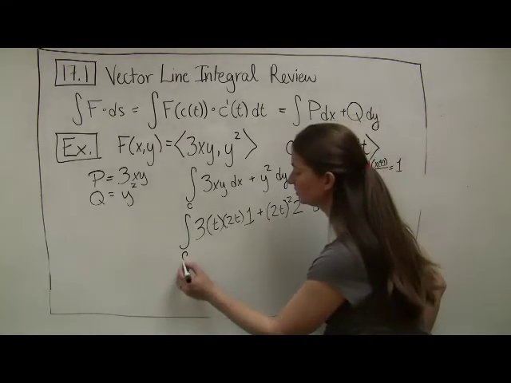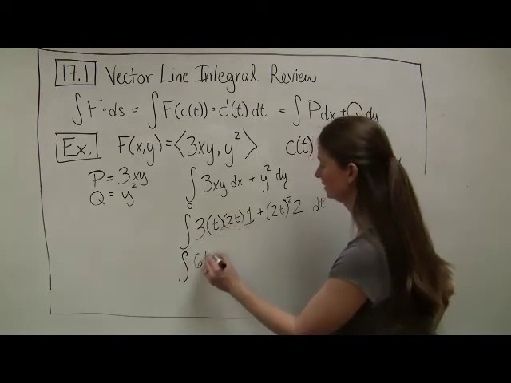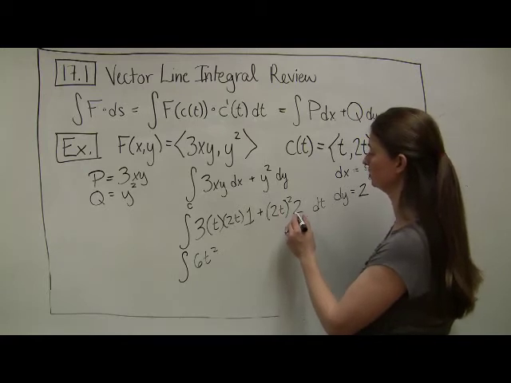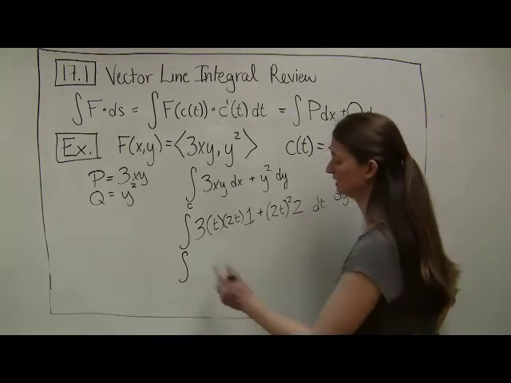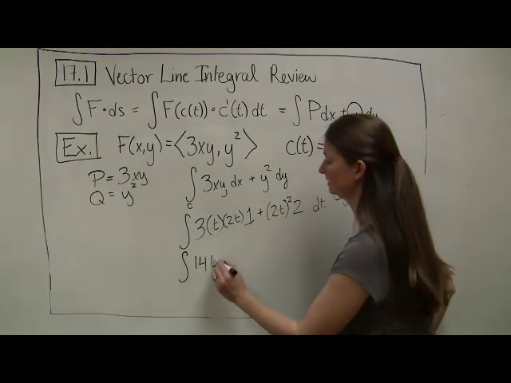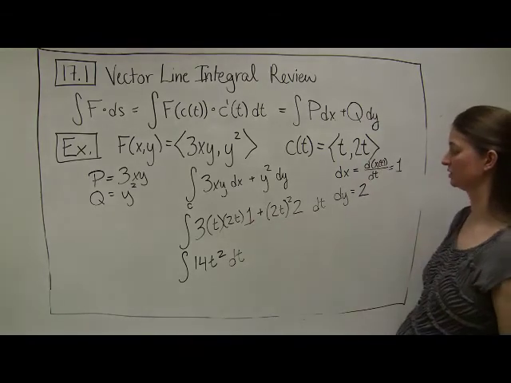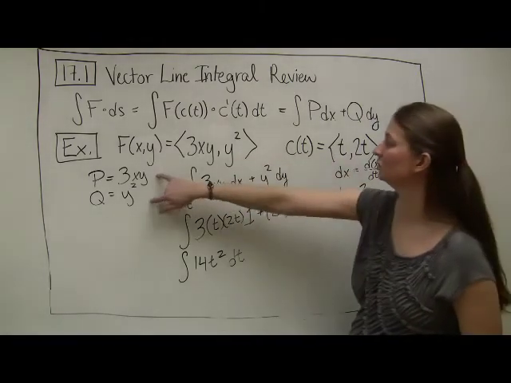So what is this integral equal to? This integral is equal to 6t squared plus 4t squared times 2, which is 8t squared, and 6 plus 8 is 14t squared dt. So I just simplified what each of those terms were. So that's how we can look at this using our PQ notation.